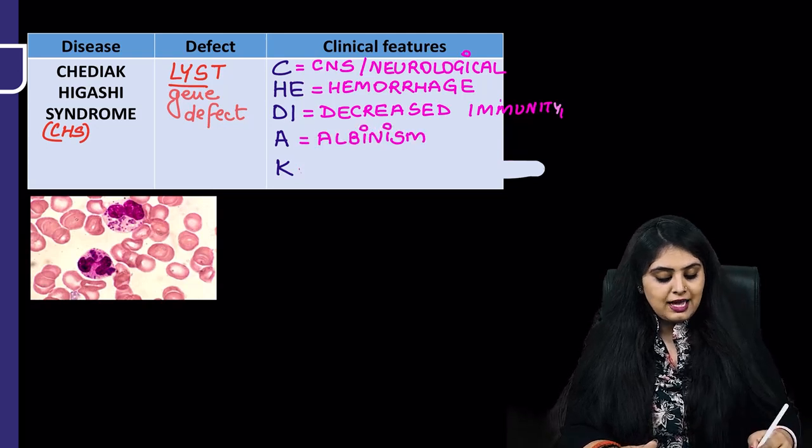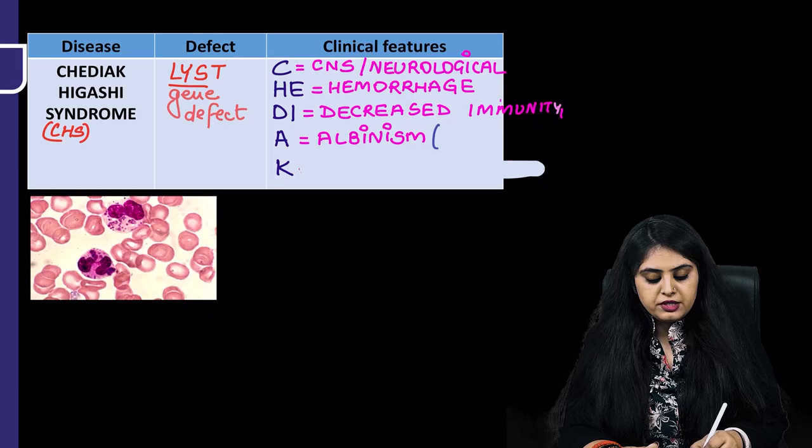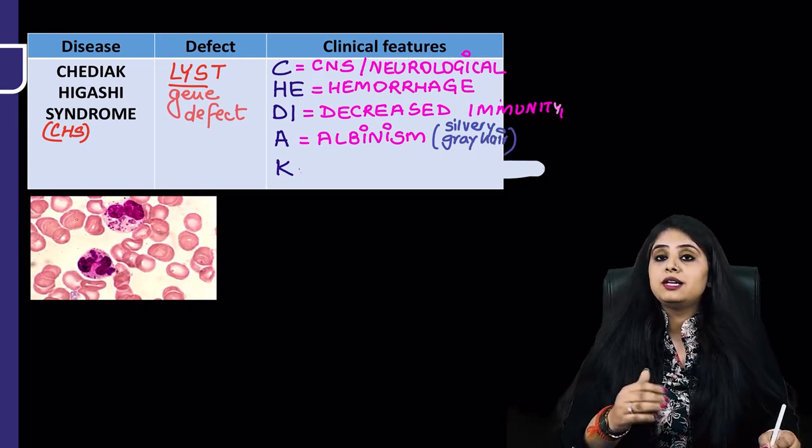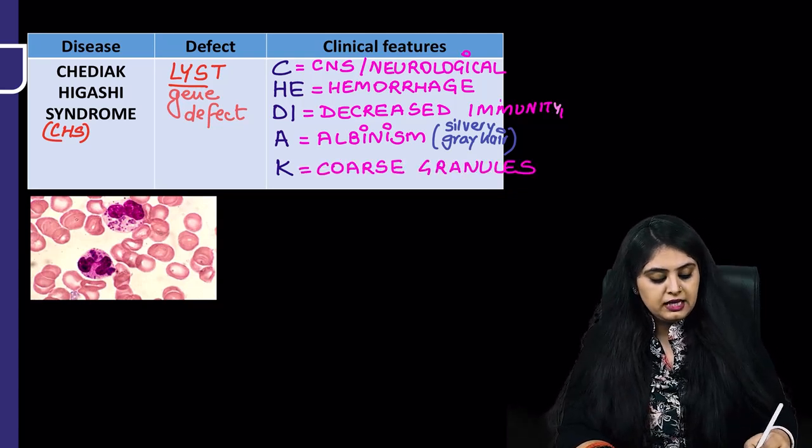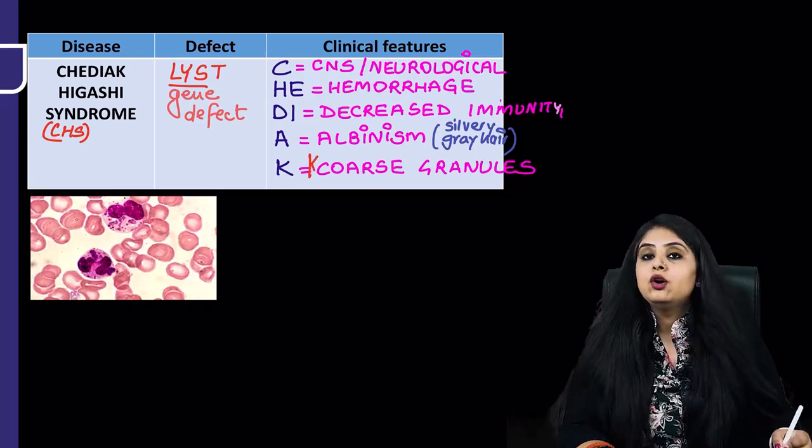A stands for albinism. Please remember, these children tend to have silvery gray hair. That is a very, very important finding. So you can even visualize this yourself as the child comes inside the OPD. And finally, what is K? K sounds like K, that is coarse granules.